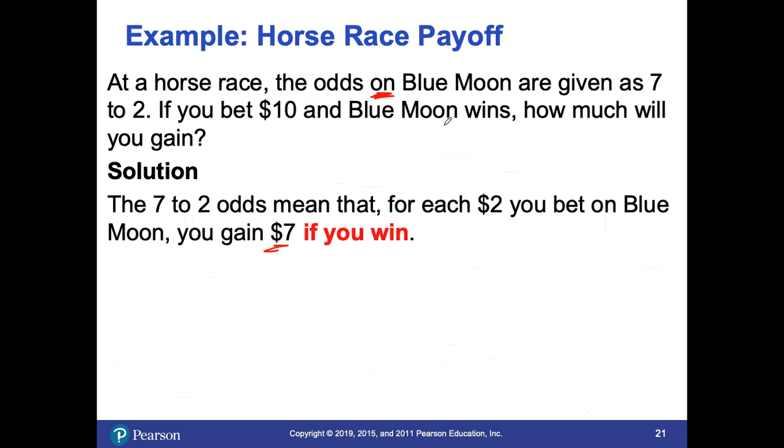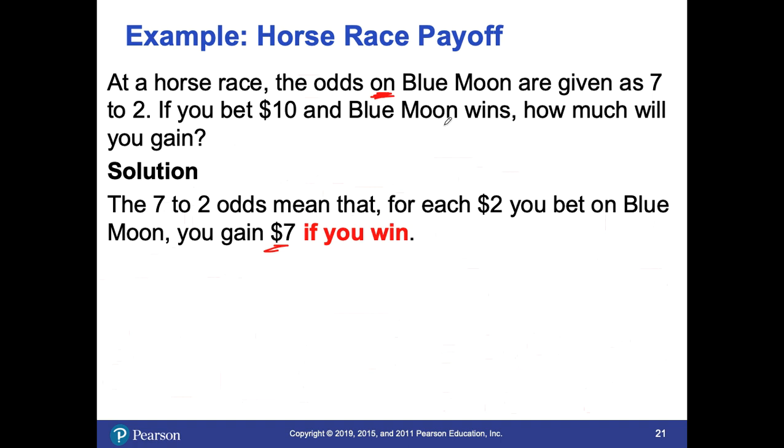The reason why they're offering you $7 if you win is because there's a good chance you're not going to win. So the house is betting against you, basically thinking, well, cool, if you give me those $2, I'll give you 7 if you win, because they know something. They know that Blue Moon's not very fast.